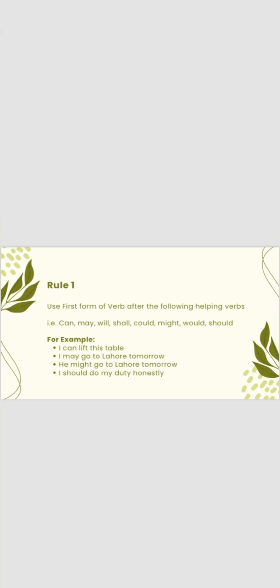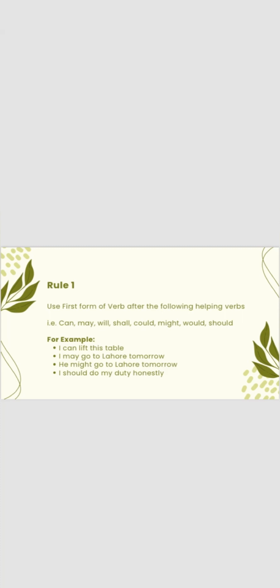Rule number one is: use the first form of the verb after the following helping verbs. That means use the helping verbs that I have mentioned, that is can, may, will, shall, could, might, would, should. Whenever you see these helping verbs, you must use the first form of the verb after them.